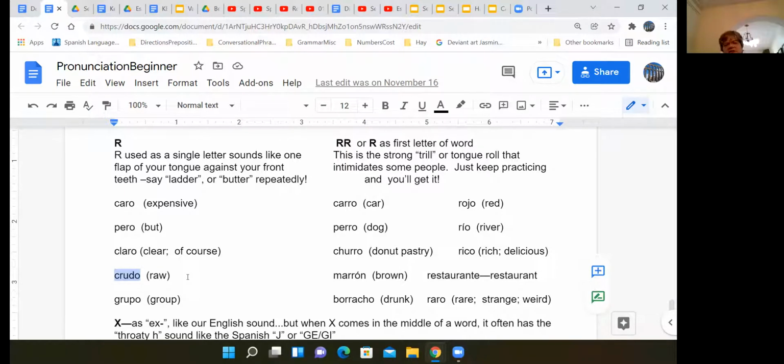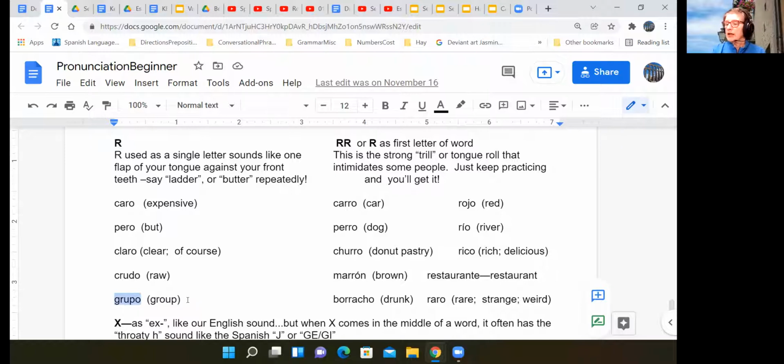Crudo. And the word for group, which looks like the English word because this is a cognate, comes from similar word. Grupo. But you'll notice none of those sounds like they're really revved up R's. I mean, it's a little flat, but it's not huge. You know, caro, pero, claro, crudo, grupo.